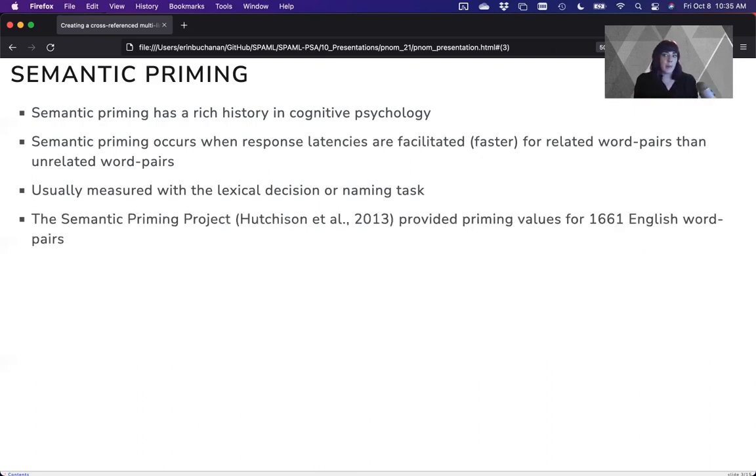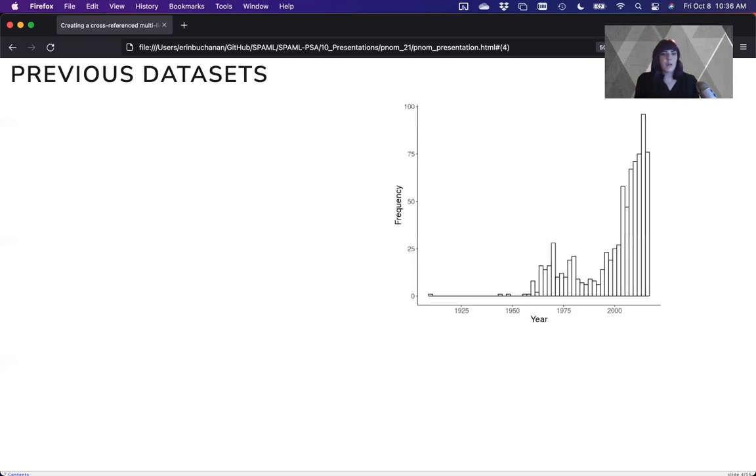Now, the Semantic Priming Project by Keith Hutchinson et al. provided us some starting priming values for 661 English word pairs. There's two sets of word pairs in that data set. And it provides us a good starting point for understanding semantic priming. Now, once we start to think about other data sets that we might be interested in, because how do we predict priming, right? Well, we need other data. Well, what about other languages, right? So the Semantic Priming Project is only in English.